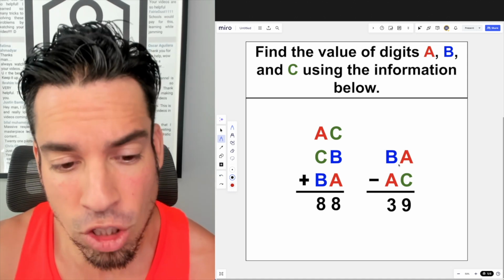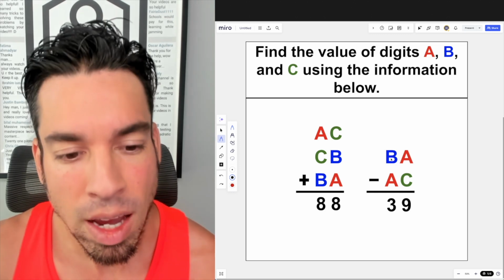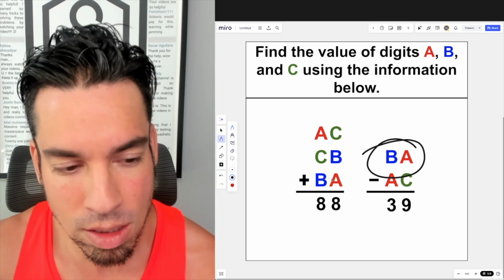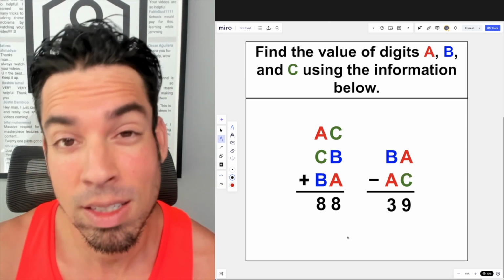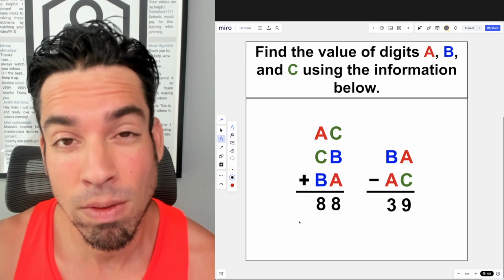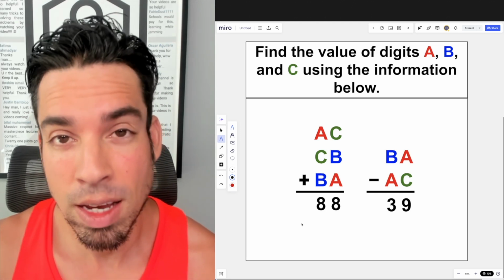So again, we're not adding the digits individually, but this becomes a two-digit number when these letters are put side by side like this. Hit that pause button and see if you can figure it out. When you're ready, hit play and I'll give you the explanation.